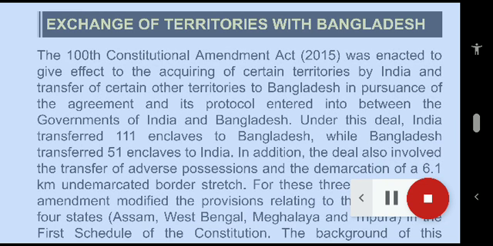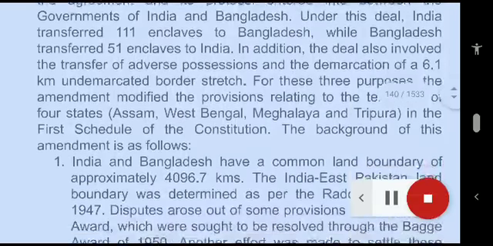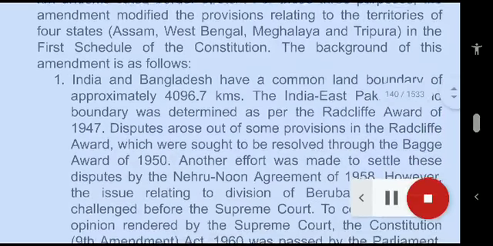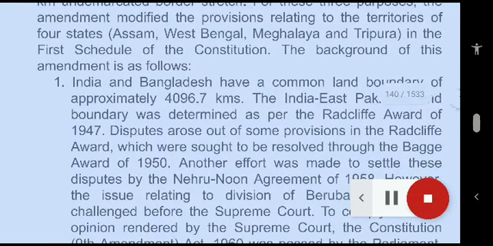For these three purposes, the amendment modified the provisions relating to the territories of 4 states: Assam, West Bengal, Meghalaya and Tripura in the first schedule of the Constitution. The background of this amendment is as follows. 1. India and Bangladesh have a common land boundary of approximately 4096.7 km.